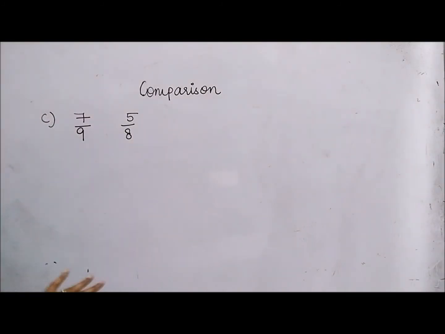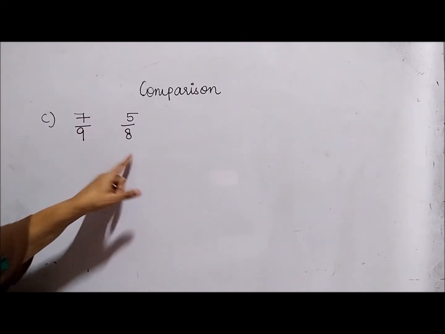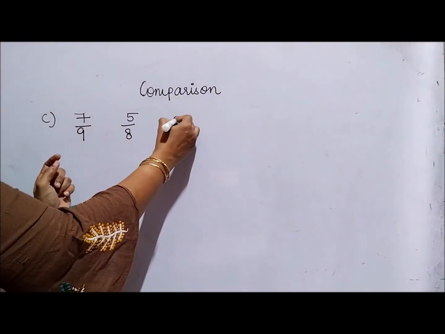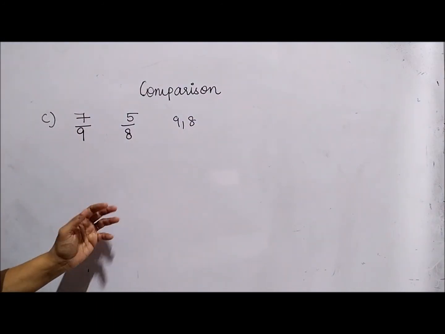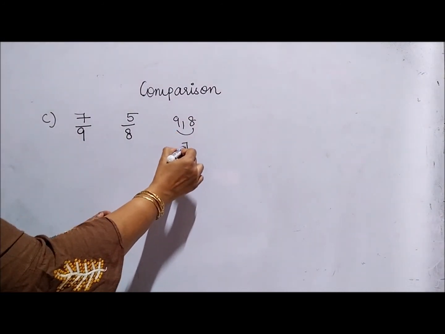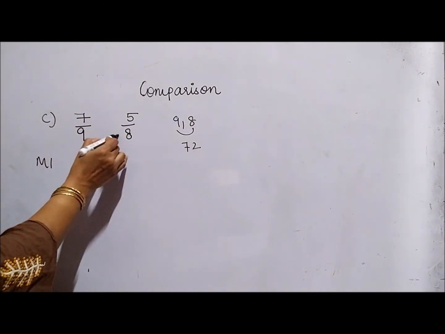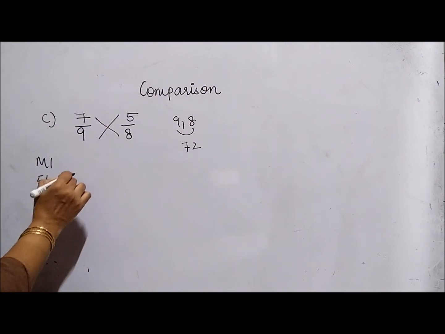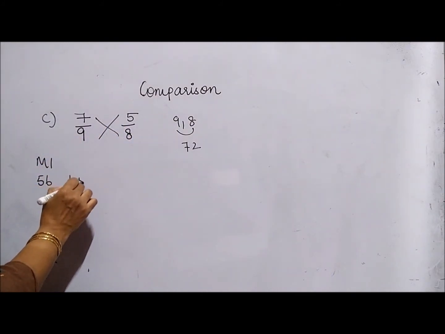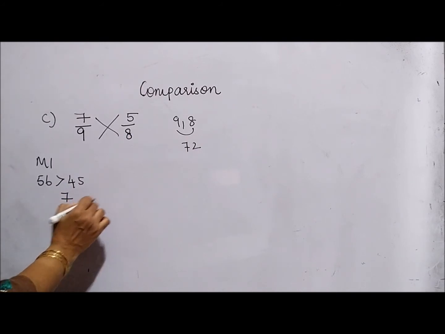I have two numbers. Both denominator and numerator are different. So I take the LCM. 9 and 8, there is nothing common. So what do we do? 9 8s are 72 is the LCM. In method 1, it is cross multiplication. 7 8s are 56. 9 5s are 45. So 7 by 9 is greater than 5 by 8.